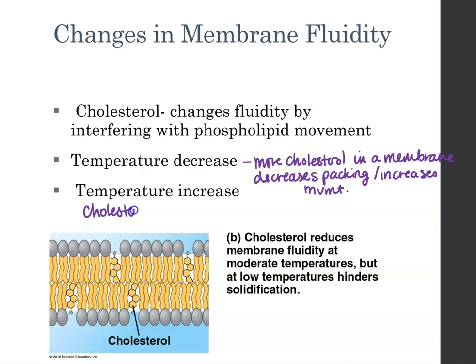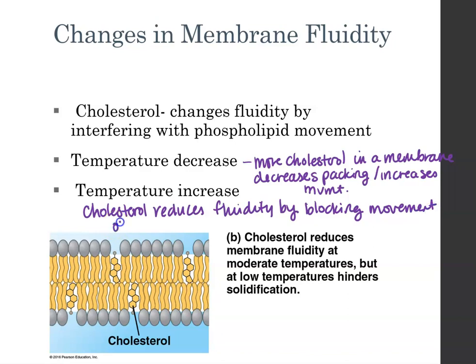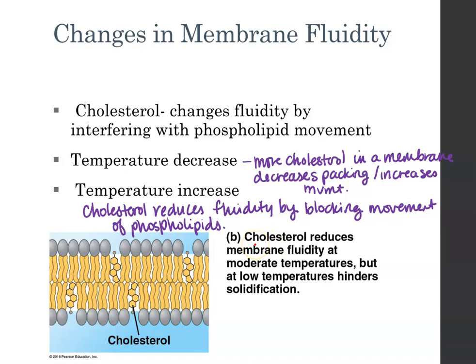cholesterol reduces fluidity by blocking movement of those phospholipids. So it keeps those phospholipids from moving around. So the same molecule in different situations is going to both reduce fluidity and it's also going to hinder solidification.